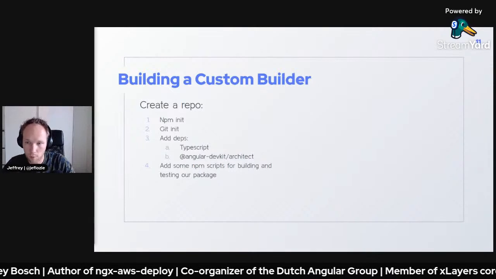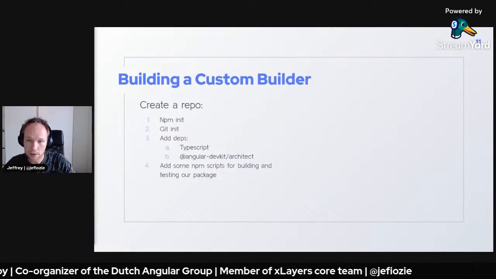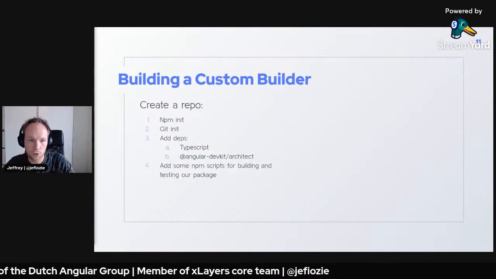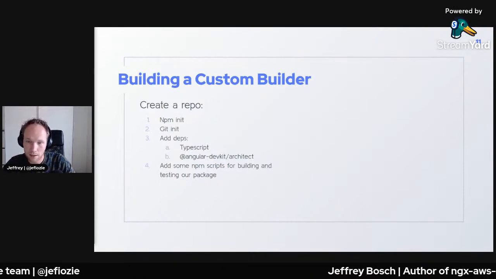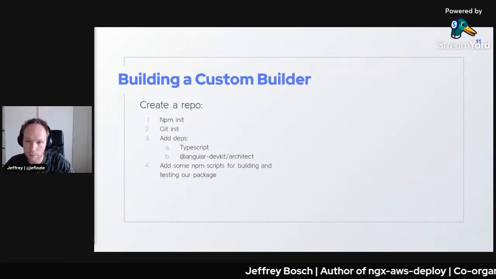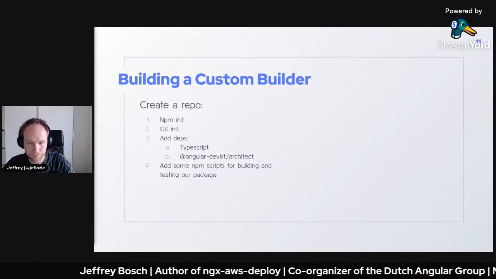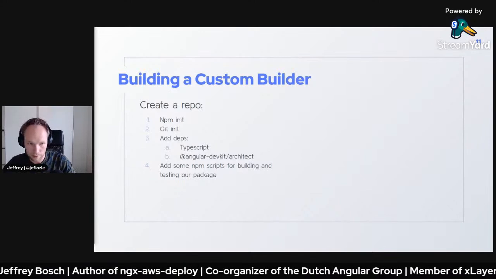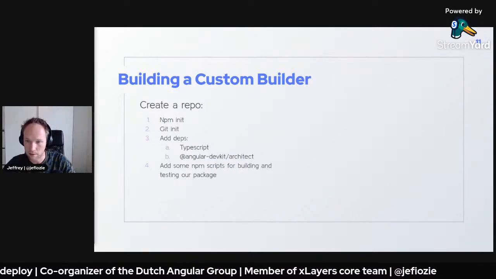Of course, we need a repository somewhere. So we do npm init, git init, and we need two dependencies. And these two dependencies are basically TypeScript and @angular-devkit/architect. And this is a needed dependency, so it's not a devDependency. It's a dependency that we need when we publish our custom builder. And the fourth step is basically doing some npm scripts for building and testing our packages.